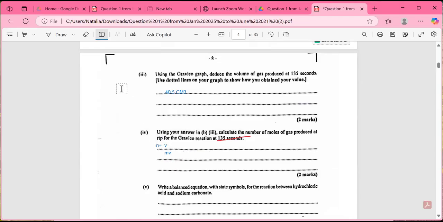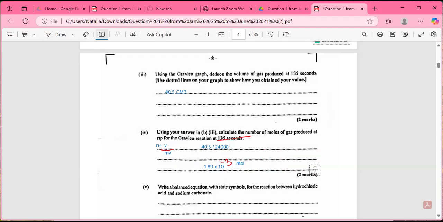So we're going to use the formula: number of moles is equal to volume over molar volume. So the volume is 40.5 divided by 24,000, which is equal to 1.69 times 10 to the negative 3 power. And the answer is in moles.